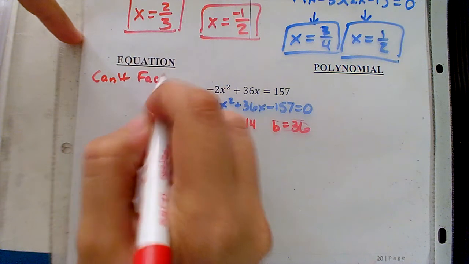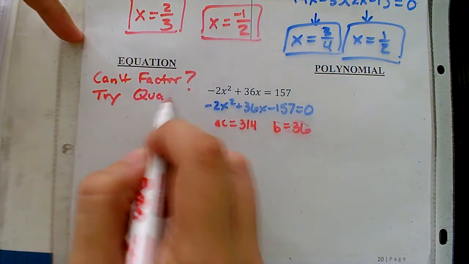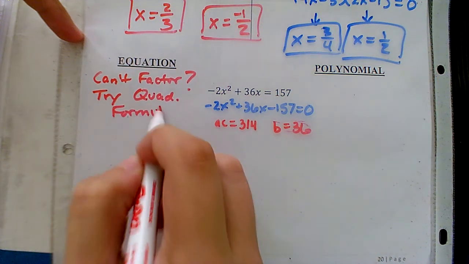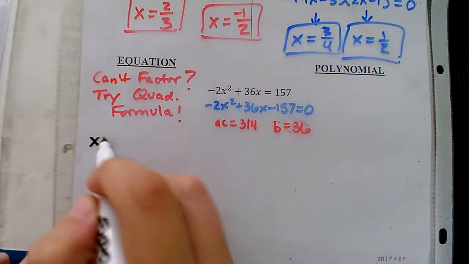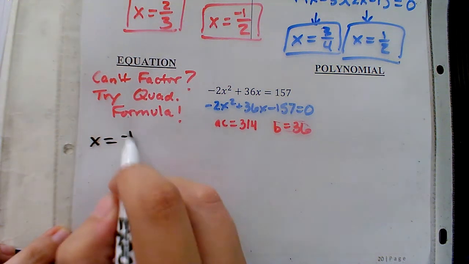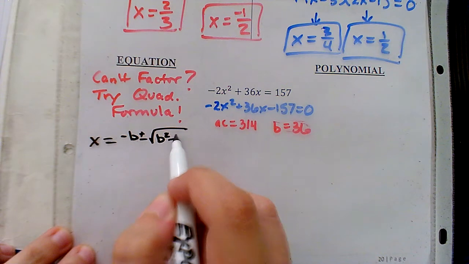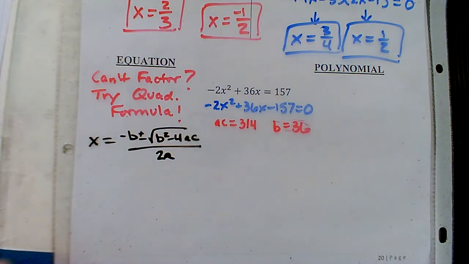Everyone's favorite. Okay? So, if you can't factor, we're going to try the quadratic formula. Do we know it? Ooh, some of us do. All over 2a. B squared minus 4ac all over 2a. Good.